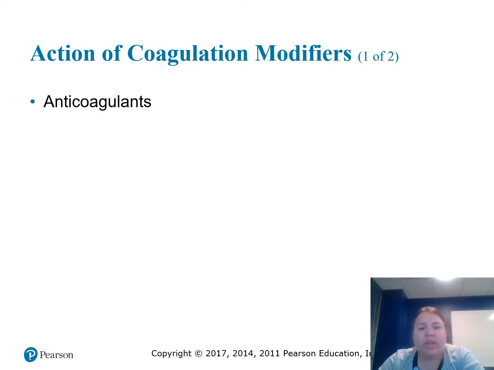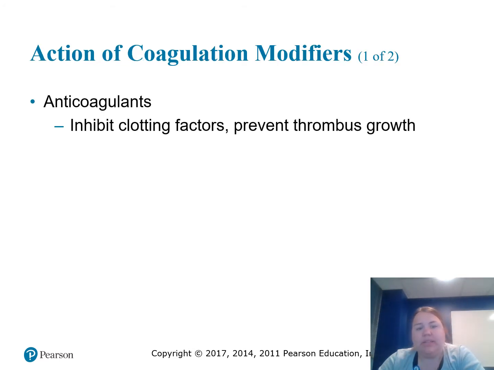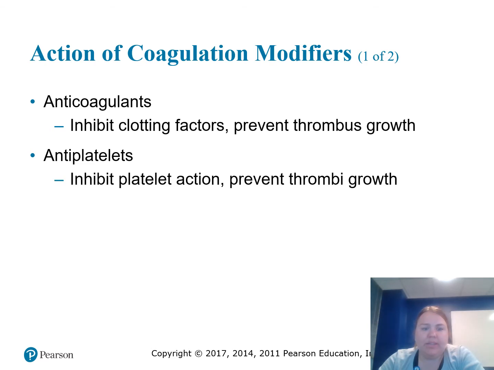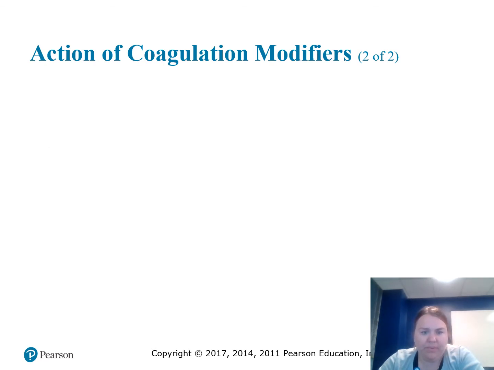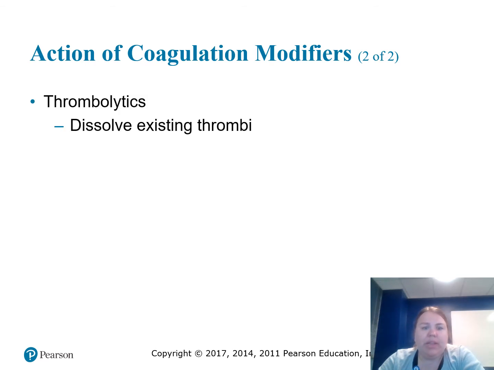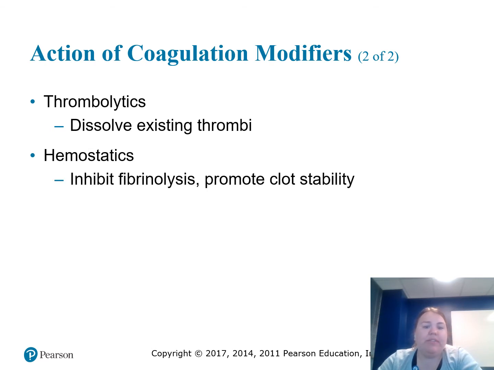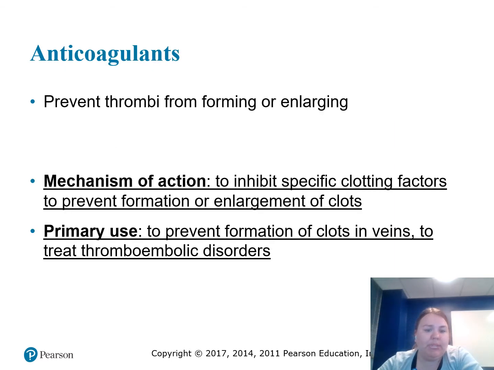So, actions of coagulation modifiers. Anticoagulants inhibit the clotting factors, preventing thrombus growth. We have antiplatelets. They inhibit the platelet action, preventing thrombi growth. Then we have thrombolytics. They dissolve the existing thrombi. We have hemostatics. They inhibit the fibrinolysis, promoting clot stability.